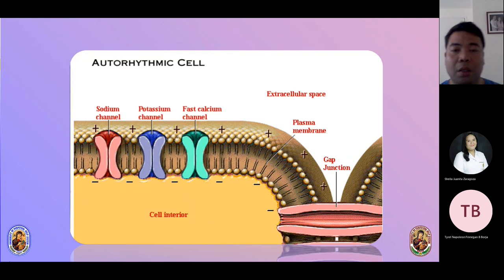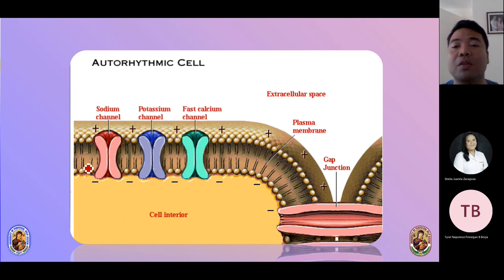Okay. So, let's discuss the details of the action potential that is taking place in the nodal cell first, in the autorhythmic cell. Whether it is the SA node or the AV node or the Purkinje fibers, the same thing happens. So in the action potential taking place in any autorhythmic cell, it involves three ion channels. What are those three ion channels? You have your sodium channel, your potassium channel, and your fast calcium channel.